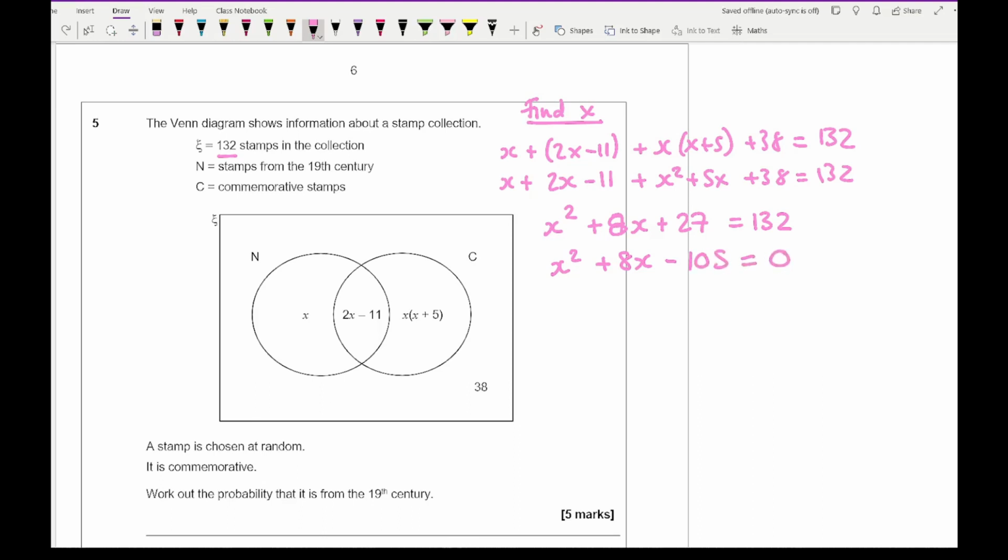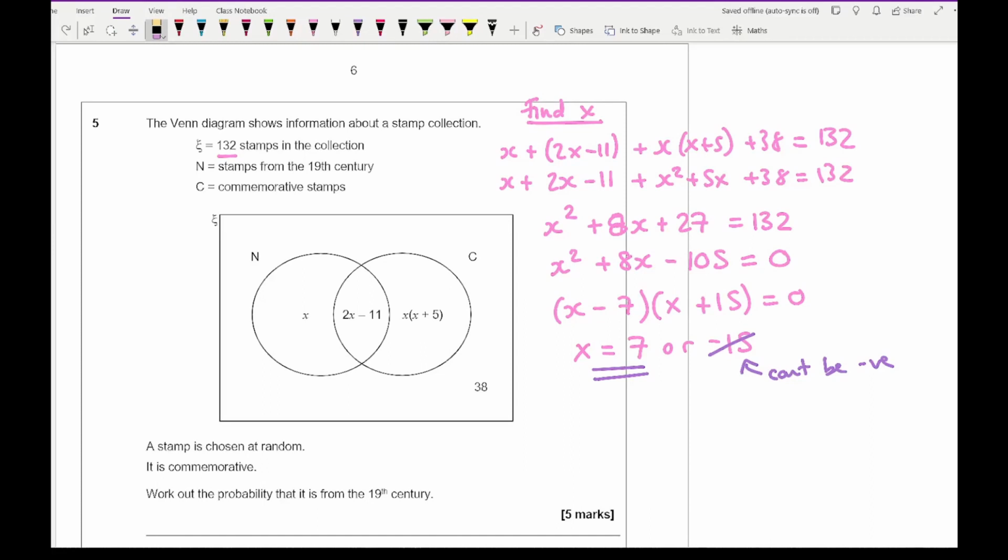Now we then need to factorize this, in which this does factorize, and it's going to factorize to give us a value of x is minus 7 and x is plus 15. Or you could use a quadratic formula, so in other words x equals 7 or minus 15. Now x can't equal a negative number, so therefore x must equal 7.